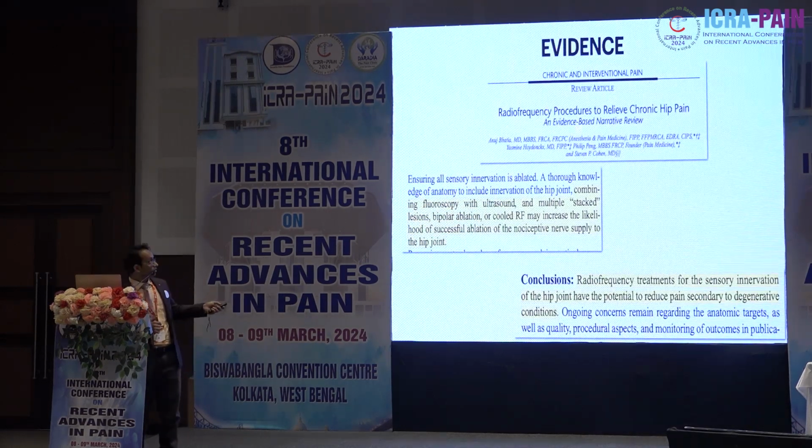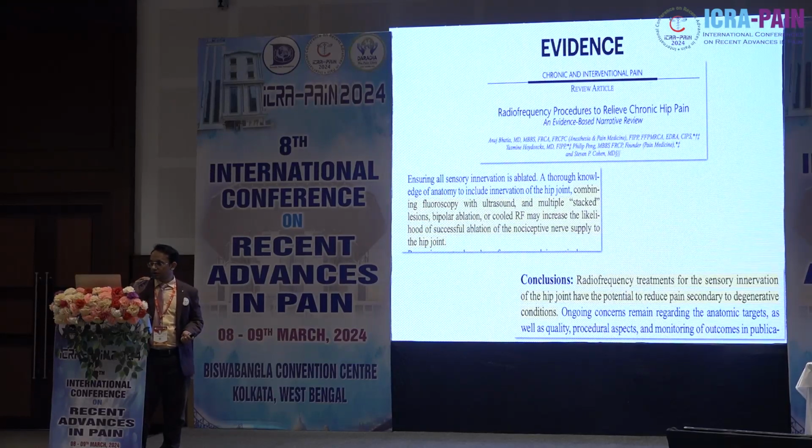So if you see the evidence, this is an article wherein it showed that RF treatments for sensory innervation of the hip joint have the potential to reduce pain secondary to degenerative conditions, and combining fluoroscopy with ultrasound and multiple stacked lesions, either a cooled RF or a bipolar ablation or conventional ablation, may increase the likelihood of successful ablation of the hip joint.